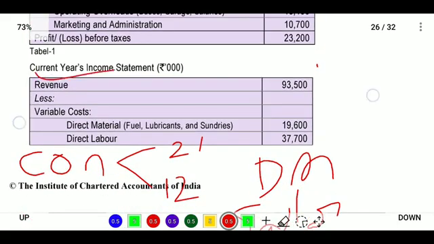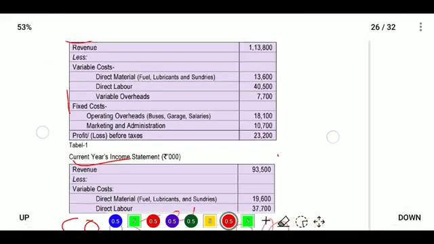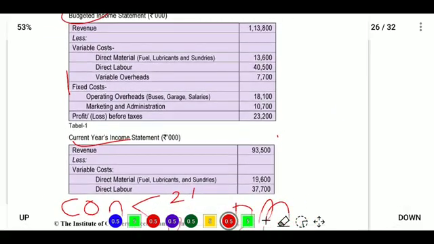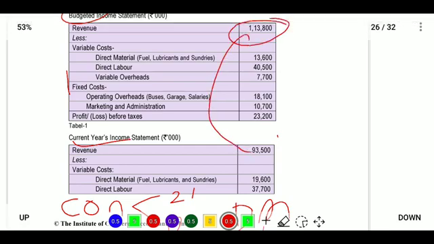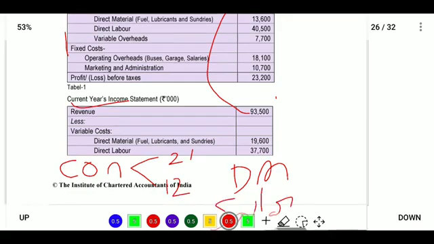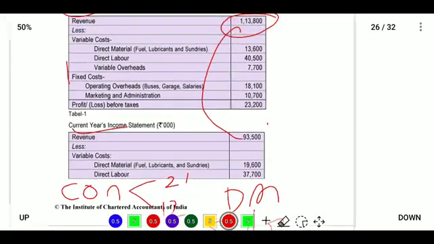Okay, what have they provided? The current year statement. Now we will see the current year statement. Revenue was 93,500, while the budget was 1,13,500. It decreased to 93,500. Next, variable cost. The variable cost was 13,600 in the budget, and here it is 19,600. We will see what changes have happened.